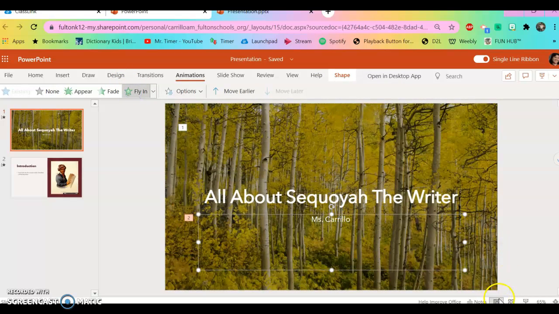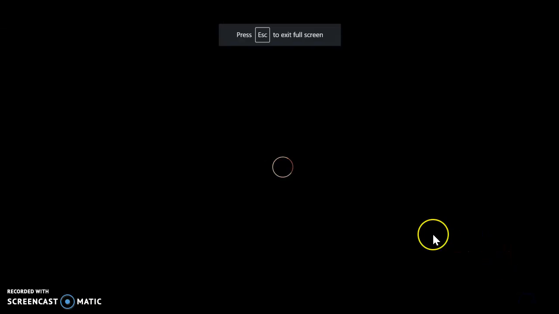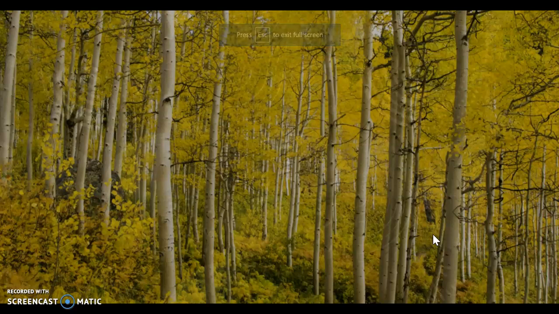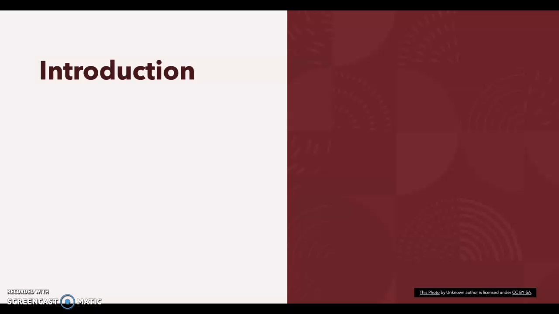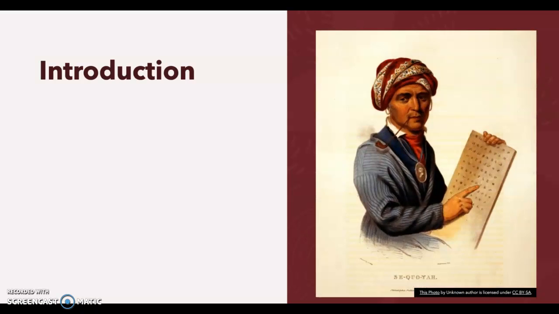And now I'm going to test it. How do I test it? You click on this button right here which says Slide Show. Click on Slideshow, and it will preview your show for you. So then you need to press your mouse, click once, All About Sequoia the Writer by Miss Korea. Here's my picture, and then here's my writing. Sequoia was the creator of the Cherokee written language.